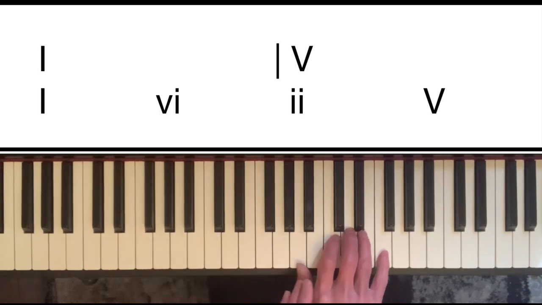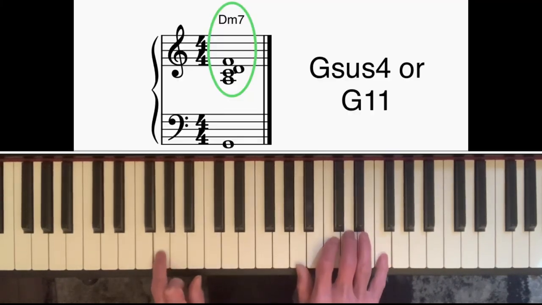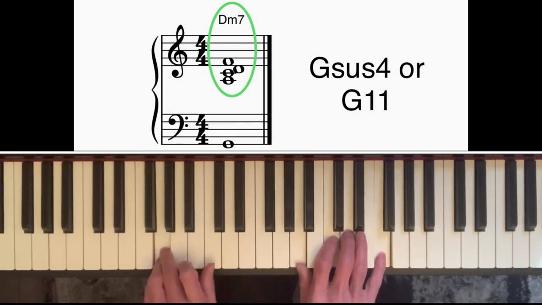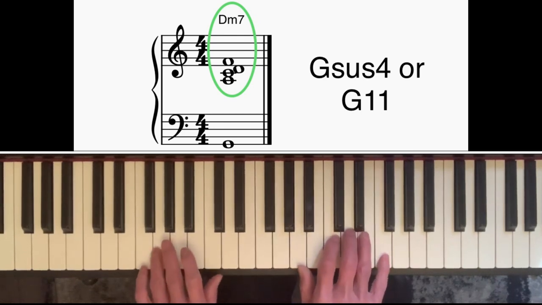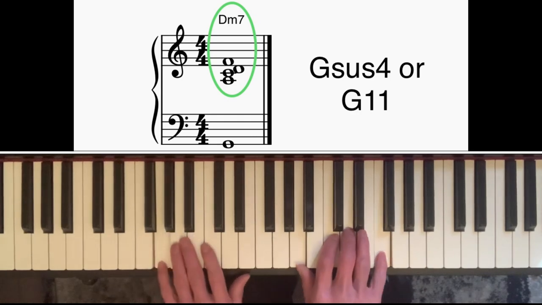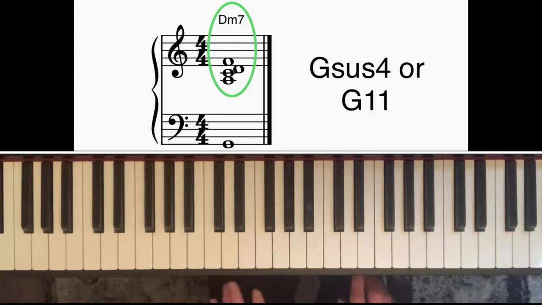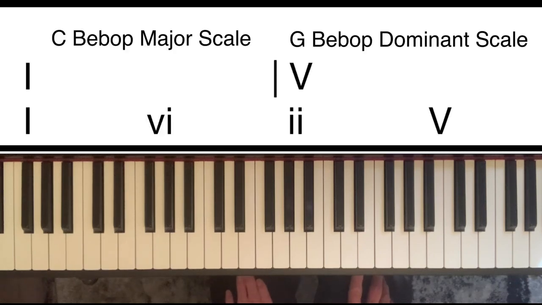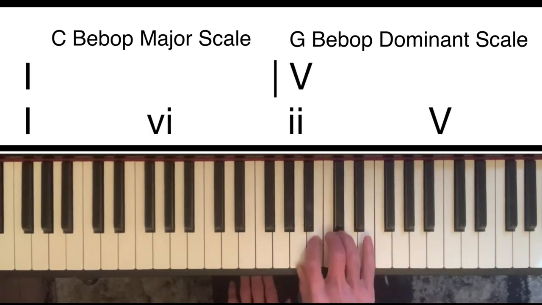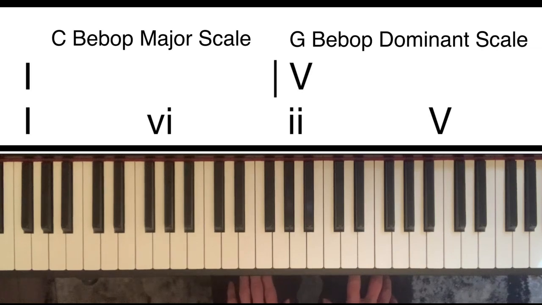No, but if you played a D minor 7 chord with G in the bass, you would get what we call a suspended fourth chord. That note, C, is the suspended fourth, which wants to resolve to the third, or its other name is simply a G11 chord, the C being 11 notes above the root G. So we use, as I said, the major bebop scale starting on C for both chord 1 and chord 6, and we use the bebop dominant scale for both chord 2 and chord 5.